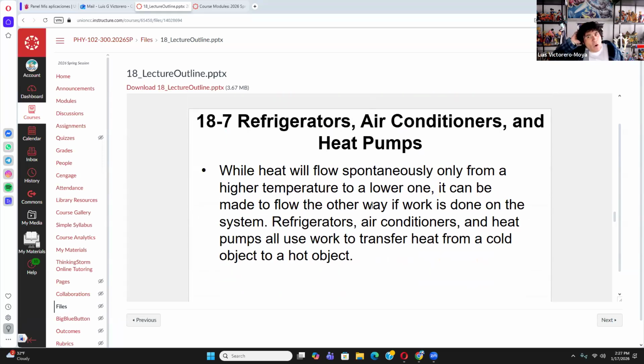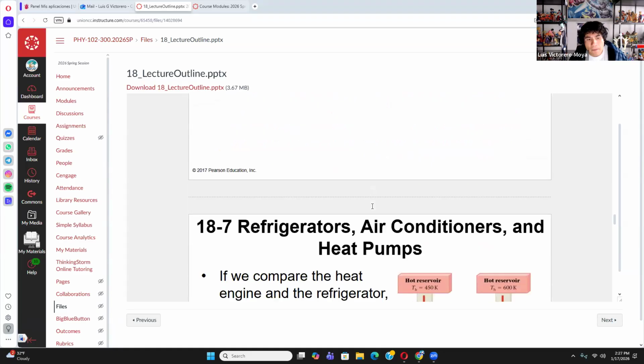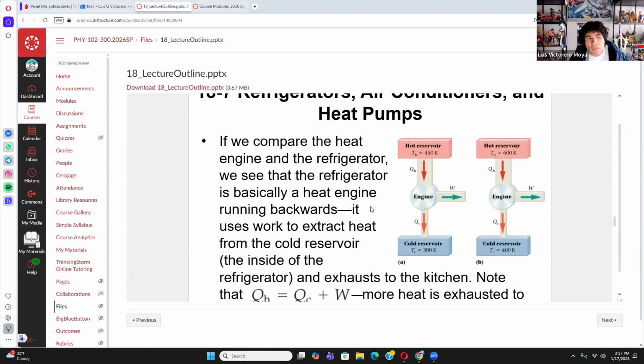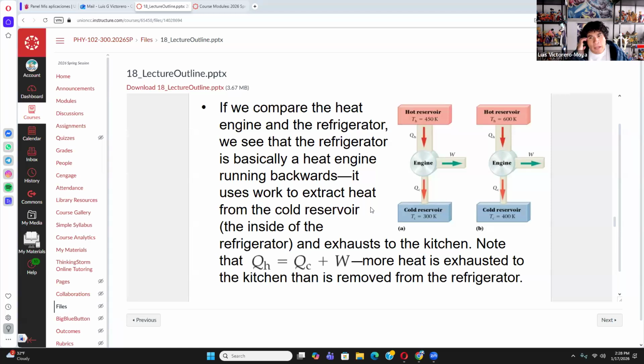Now, heat normally goes from hot to cold, as you have seen from these heat engines. However, you can have refrigerators, air conditioners, where heat pumps use a work transfer, right? Or you go from cold to a hot object, right? So if you compare the heat engine to a refrigerator, you will see that the value of QH now is equal to the Q in the cold spot plus work. More heat is exhausted to the kitchen than is removed from the refrigerator. All right, that's what you ideally want in a refrigerator.